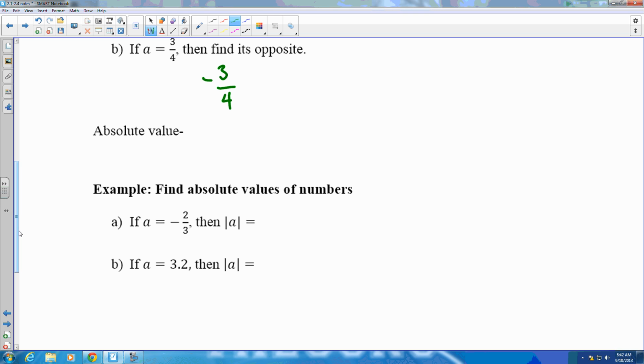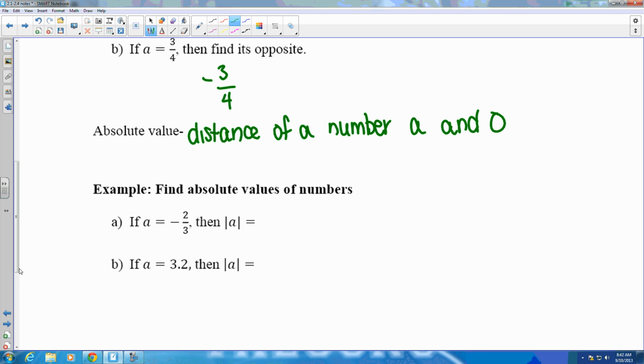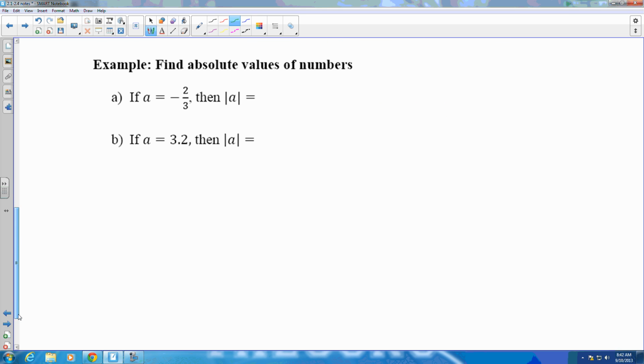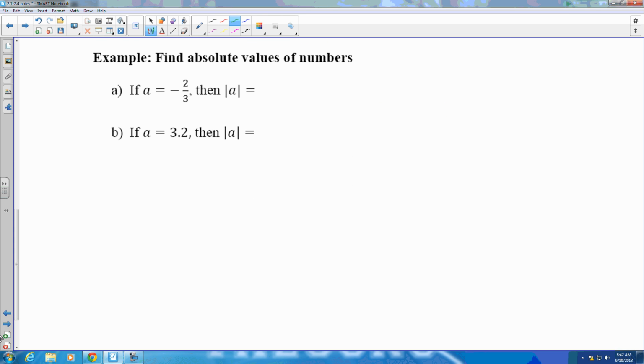Absolute value is the distance between a number A and 0. So the absolute value of these numbers: even though A here is negative 2/3, the absolute value of A is the distance from 0, so it's going to be positive 2/3. And this one is 3.2. Note, the absolute value of a number is always going to be greater than or equal to 0.